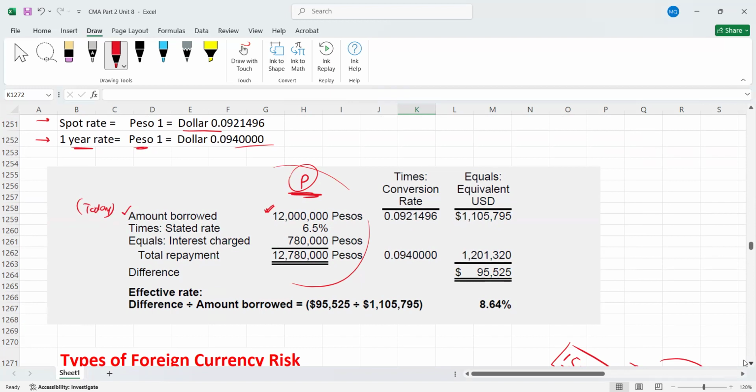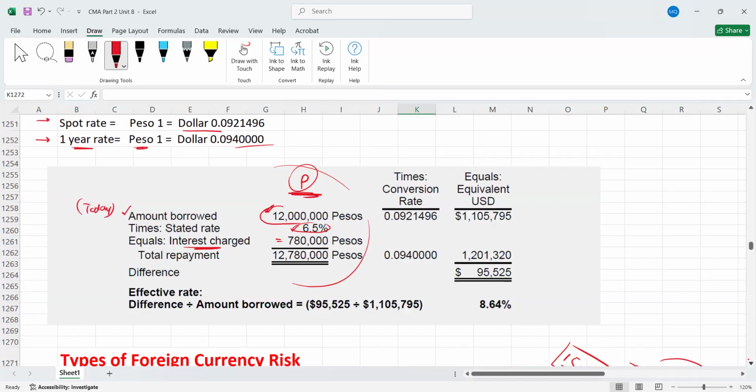So, equals times charged, sorry, equals what? Interest charge. How did you get it? Because the stated rate is 6.5. So we have the 12 million loan multiplied by 6.5%. This will give you the value of interest, right? This is the value of interest actually. So when you take the amount borrowed times the stated rate, meaning the interest rate, it will equal the interest charge.